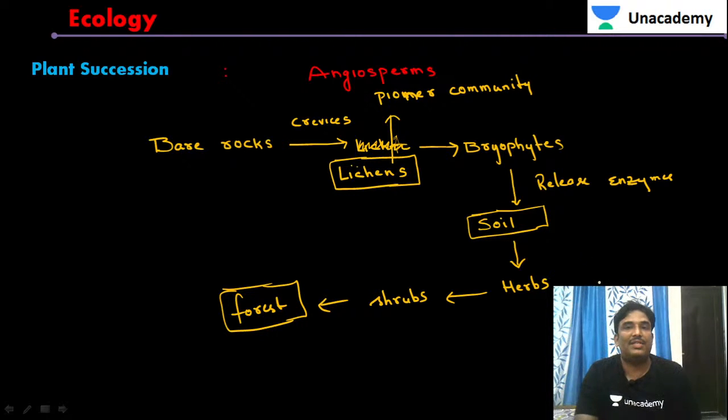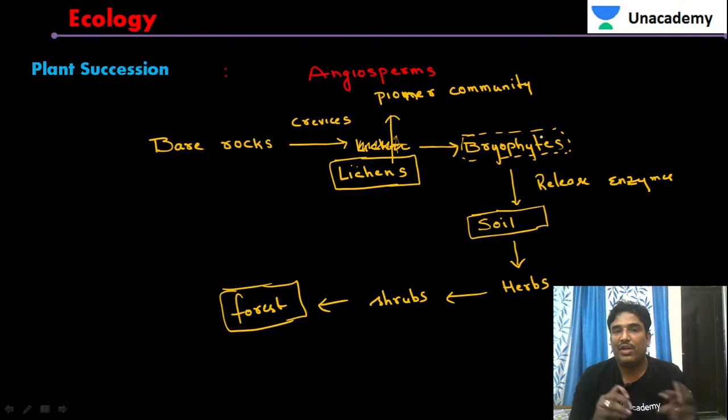So now we call it a pioneer community. After lichens, there is another group of members of the plant kingdom. They have grown extensively, or they are dominated. Those are called bryophytes, and these bryophytes have started releasing some enzymes. Due to the enzymes released by bryophytes, slowly the rocks have converted into soil. Of course, within 1 or 2 days it does not take place, it will take years and years.